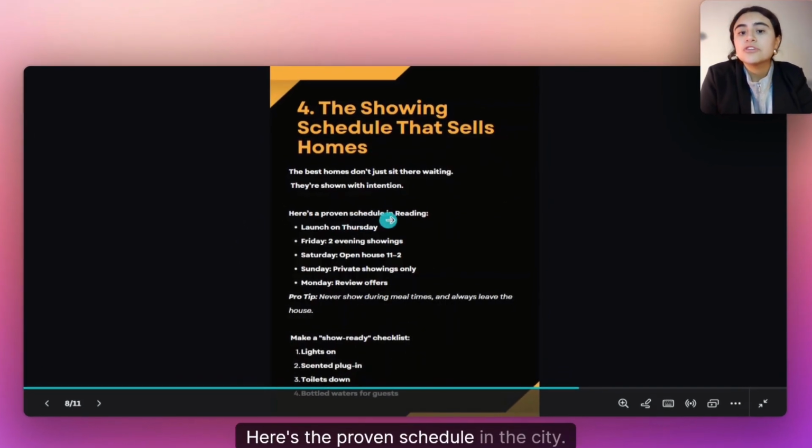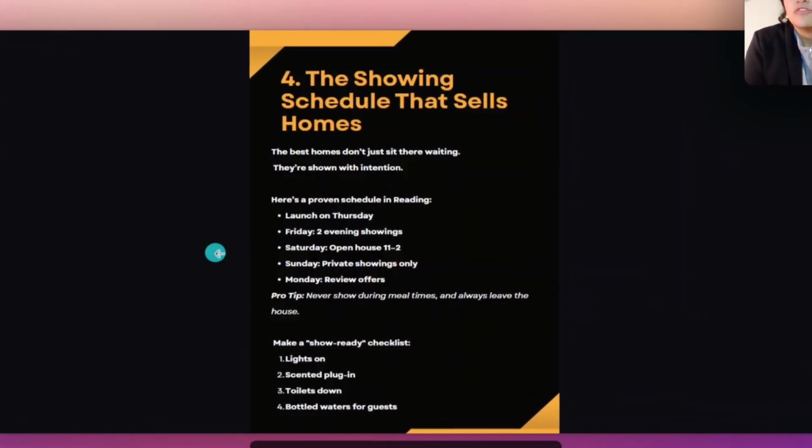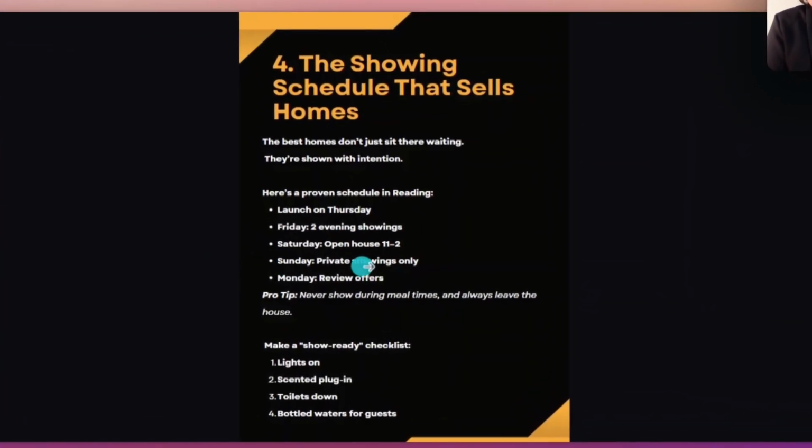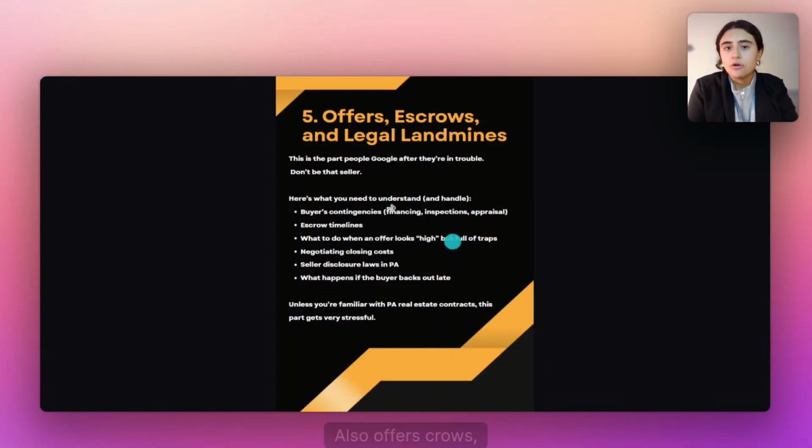Here's the proven schedule in the city I'm working with this realtor. Launch on Thursday, Friday two events showing, Saturday open house, Sunday private showing only, Monday review offers. So there's a lot of value stuck here. Also offers, growth, legal landmines. So a lot of things.